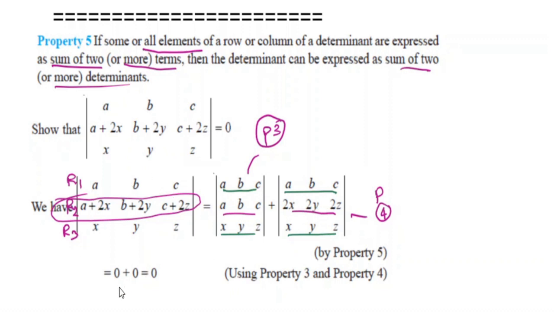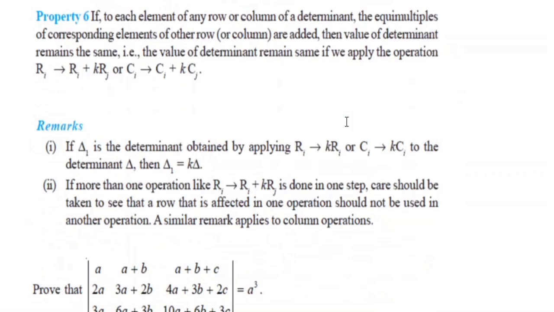So in that case also, this results in 0. Do you understand? Please just go through that. If all elements of a row or column of a determinant are expressed as a sum of two or more terms, then the determinant can be expressed as a sum of two or more determinants, not only two, even 3, 4, etc. So if you have a plus 2x plus 2, I mean 3x, you can split it into 3 terms also, that is, 3 determinants. Is it clear? Right. Now let us move to the next property, property 6.